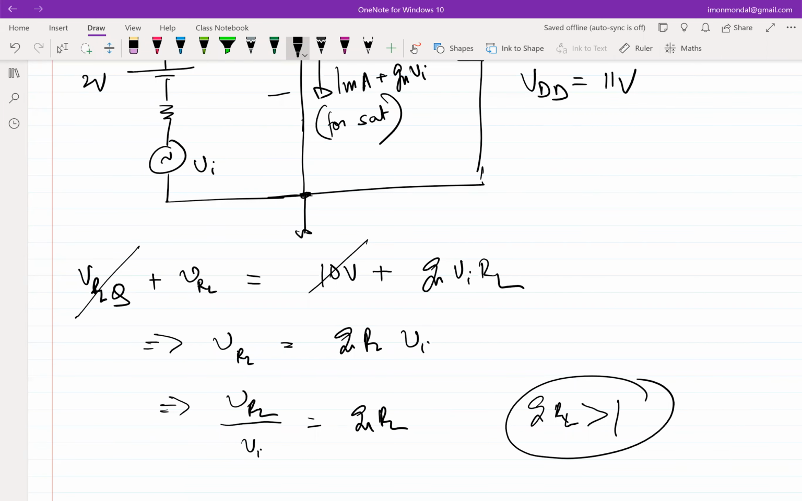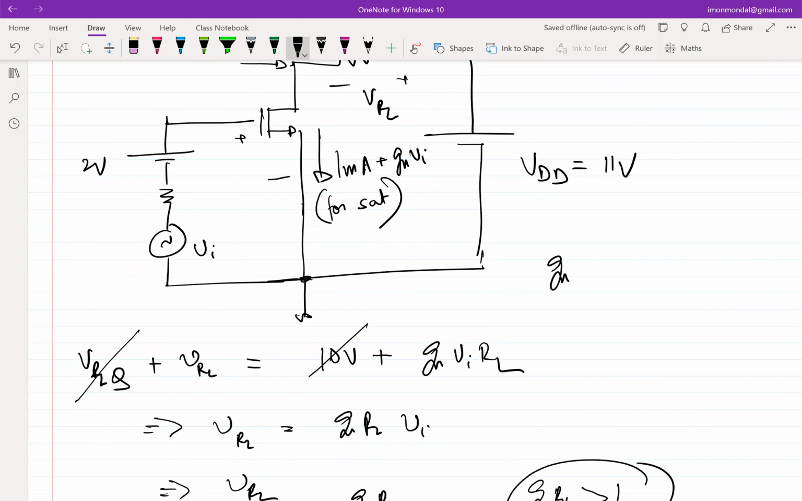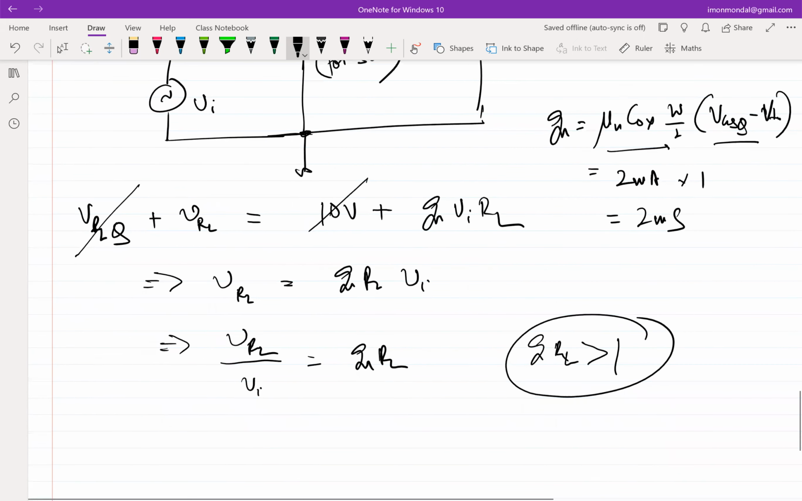GM you can easily figure out from the parameters that I have given, right? GM is mu n Cox W by L times VGSQ minus threshold voltage. This is 2 milliamps. This is 1, which means 2 millisiemens. And this is 2 millisiemens times 10K, which is 20. So you are essentially seeing a 20 times increase in VI at the output, right? So you have an amplifier with a gain of 20.